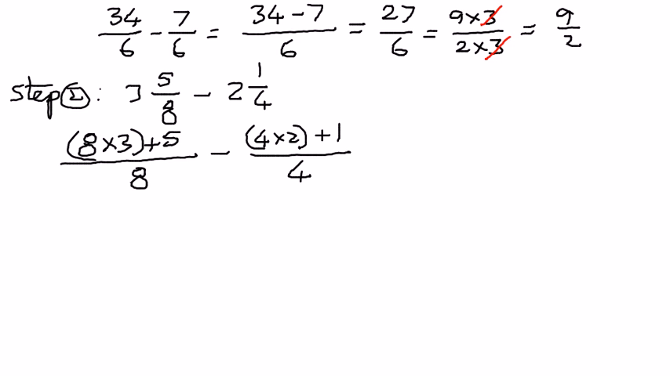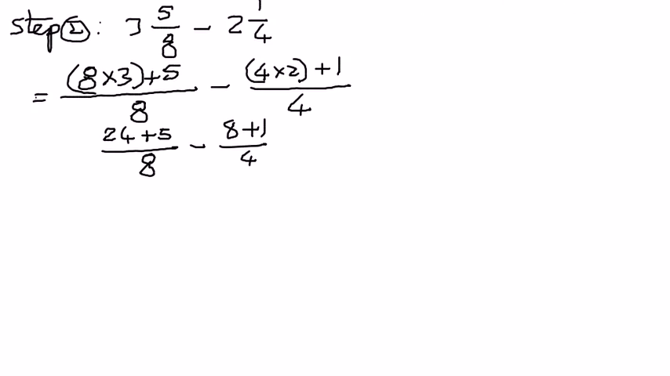So now we're going to simplify this some more. So this is going to be 8 times 3 is 24, plus 5 divided by 8, minus 4 times 2 is 8, plus 1 divided by 4. So now we can simplify this some more. 24 plus 5 is 29 over 8, minus 8 plus 1 is 9 over 4.